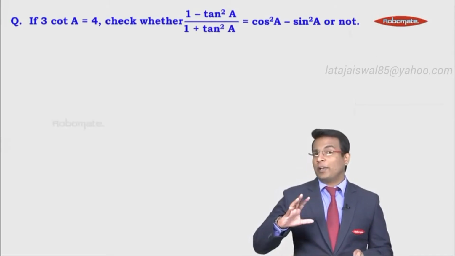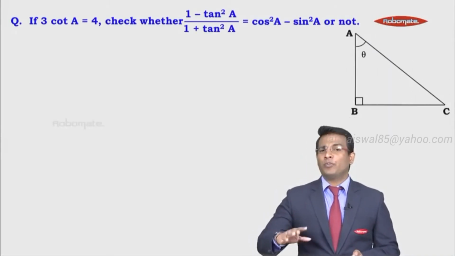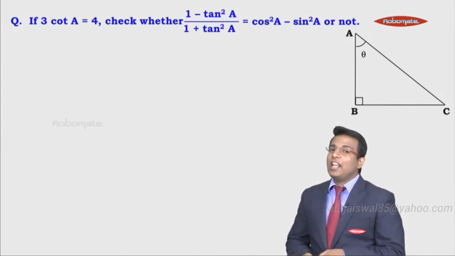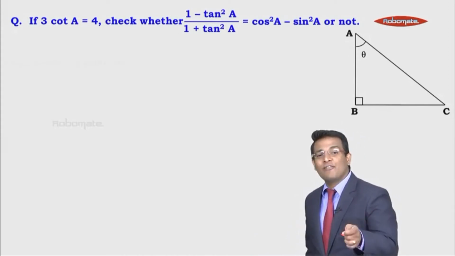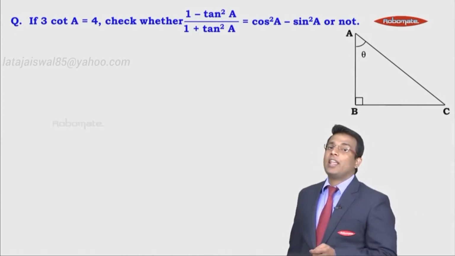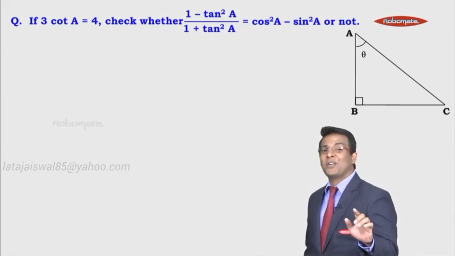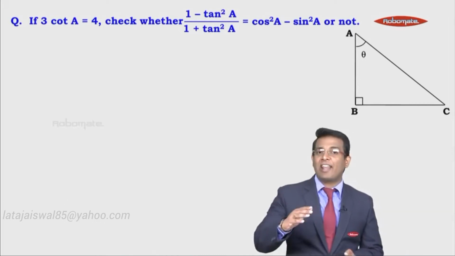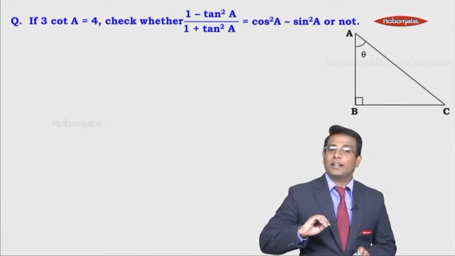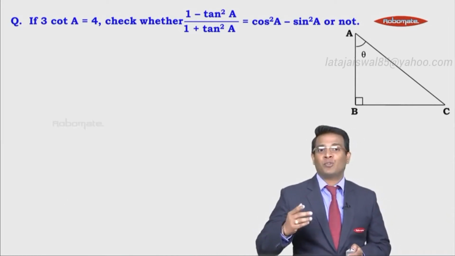Another sum based on trigonometric ratios. It's a very interesting sum, a beautiful sum. The sum says: if 3 cot A is equal to 4, check whether (1 minus tan square A) upon (1 plus tan square A) is equal to cos square A minus sin square A or not. We need to verify whether this left hand side is equal to right hand side. But that can only happen when we have those values.